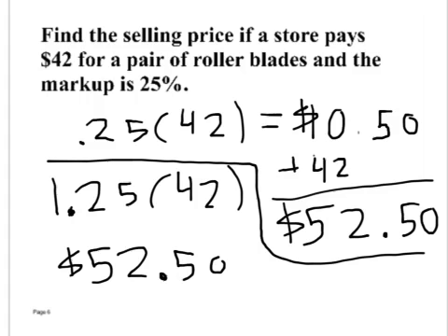Okay, so the selling price is 125% of the original price. So 1.25 times 42 gives me the exact same thing. Right? I don't care which one you use as long as you show your work.